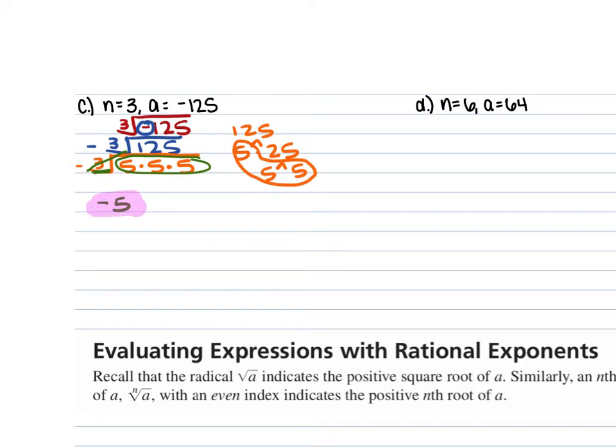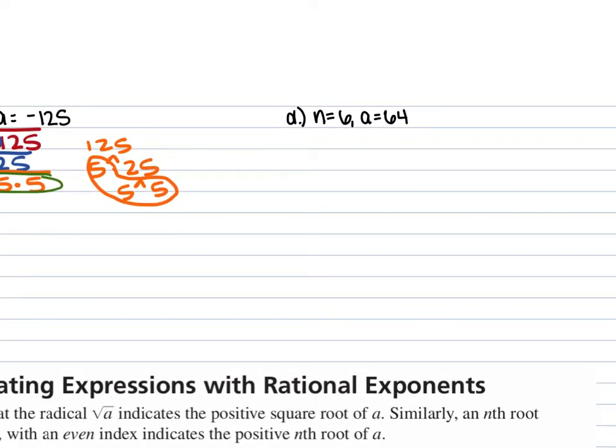For example D, we have n is equal to 6, a is equal to 64. So this means that we are taking the 6th root of 64. I don't have any signs here, so I'm okay to keep going. I'm going to find the prime factorization of the number underneath the radical, which is 64. I know 64 is 8 times 8. The 8 is 4 times 2, and the 4 is 2 times 2.